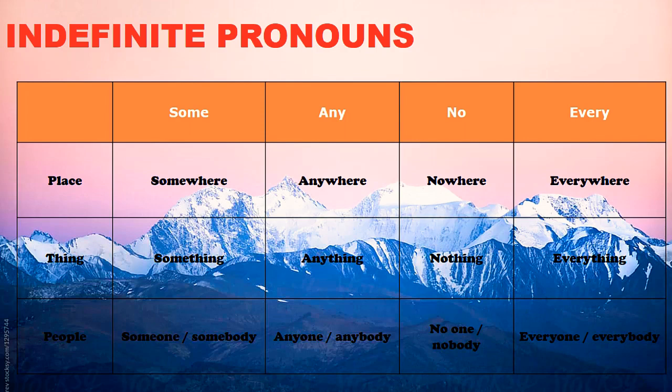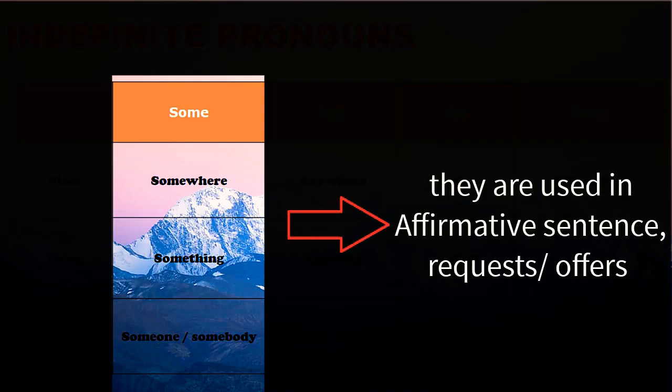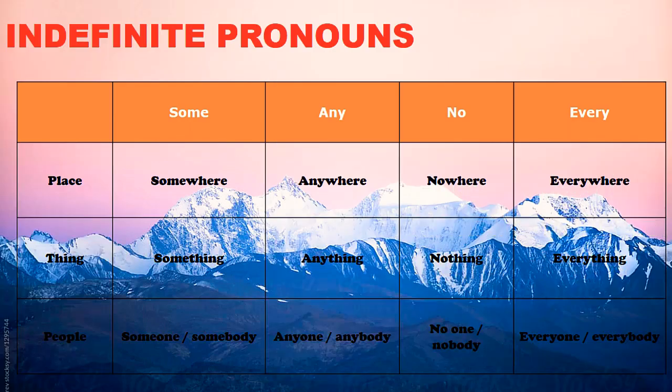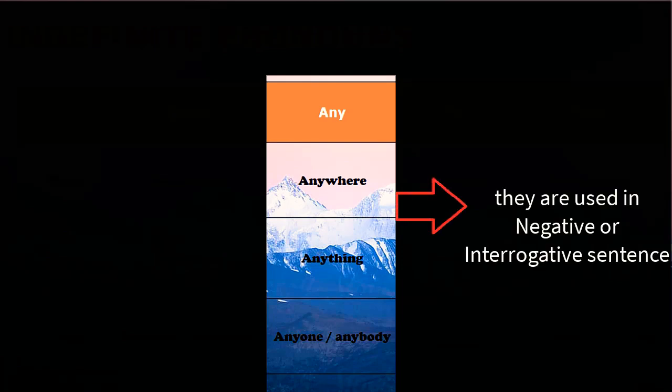So just say it. If you remember about quantifiers, I guess this one is easy for you to understand. So we can use indefinite pronouns starting with some in positive sentences or requests or offers. So actually the usage is just the same as the quantifier some. Same as quantifiers again, guys, we use any for negative or interrogative sentences.